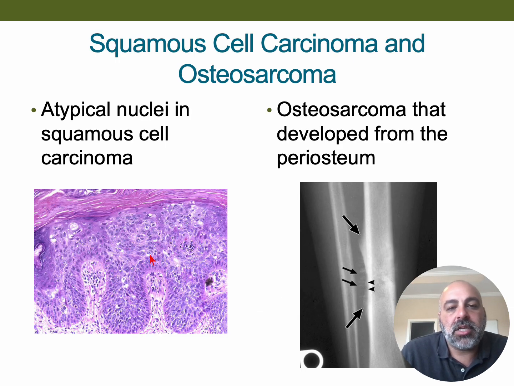All right, squamous cell carcinoma. So this guy here, there is these excessive growths in here. So we start to see these atypical nuclei, these abnormal looking cells, and that's how we identify that. Osteosarcoma, so this is of the bone, okay? So you can see this like kind of sunbursting out. So the periosteum is the covering on the bone, and that's where that started in this image.